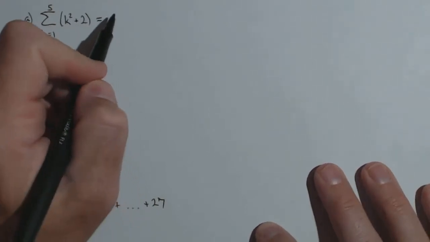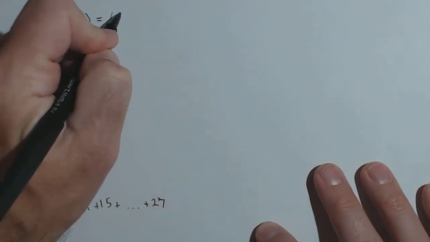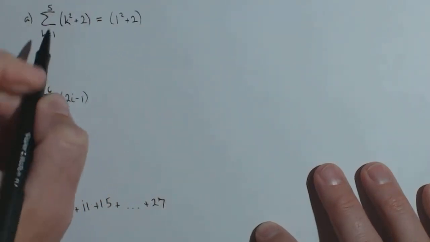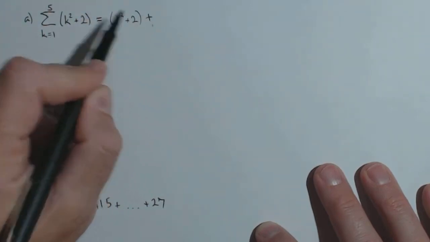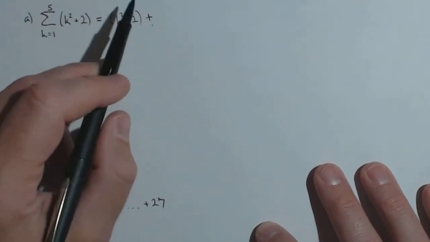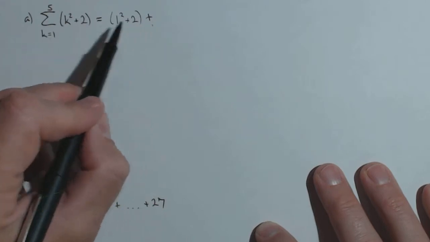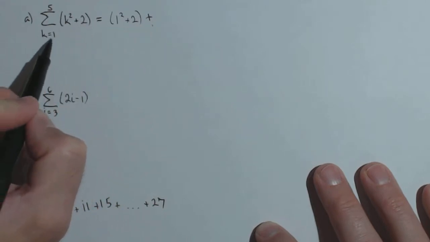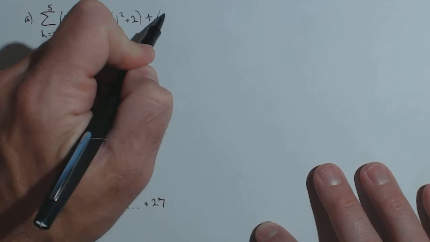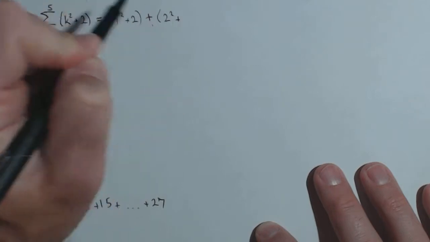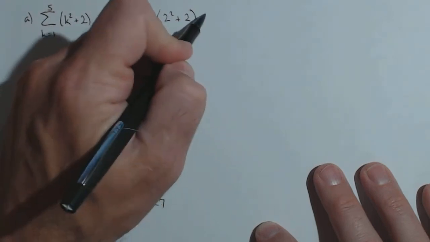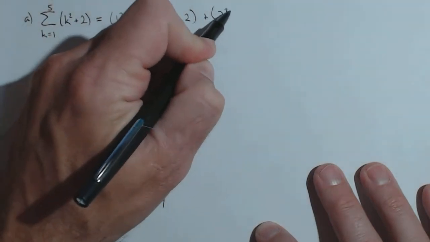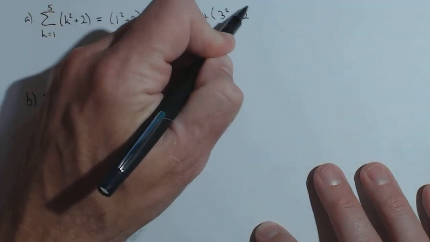So we start with k equals 1. So our first term is going to be 1 squared plus 2. And then for our next term, we put in a plus. The sigma means a sum, which means we're going to add each of these individual terms. Now the counter goes up to 2, and we get 2 squared plus 2. Now the counter goes up another one, it goes up to 3. So our k value just keeps going up 1 each time.